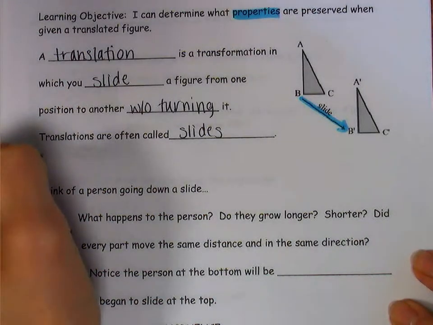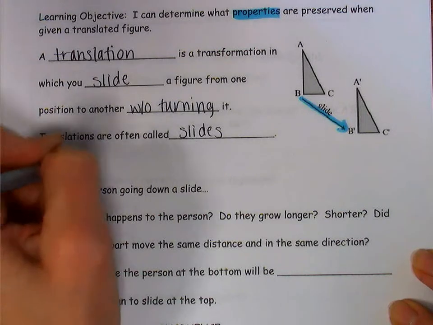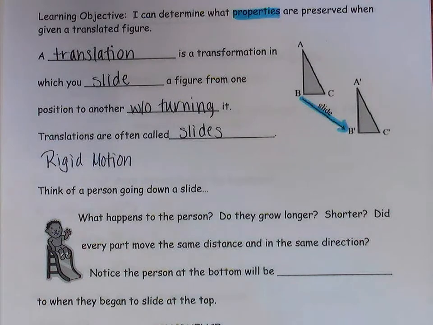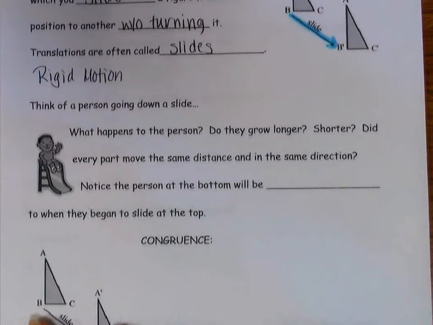Also, translations are considered to be a rigid motion. So what does rigid motion mean? It means that it's going to stay exactly the same as we move it. And I'm going to do a little demonstration in class so that you can see the difference between rigid versus non-rigid motion.